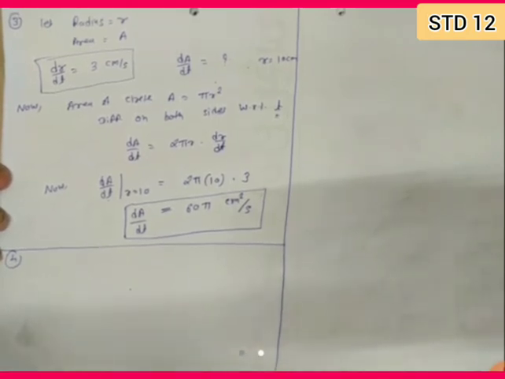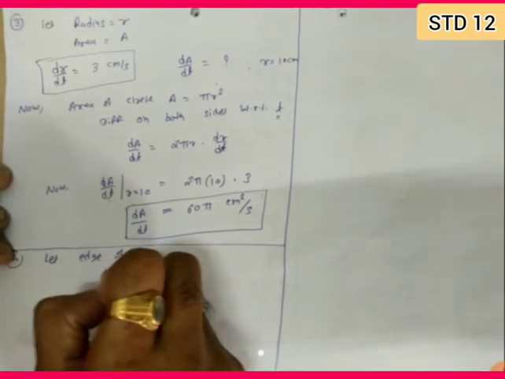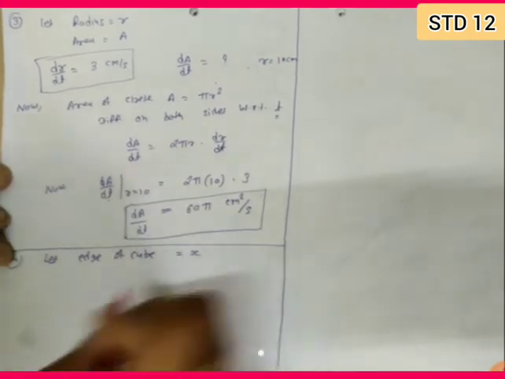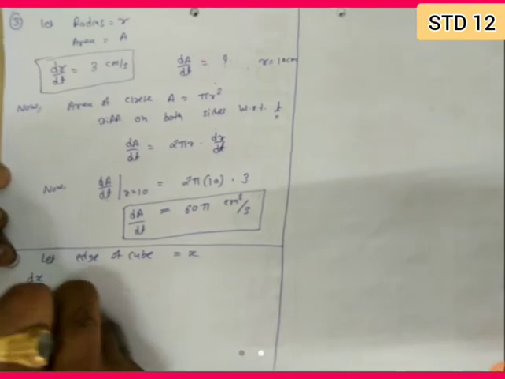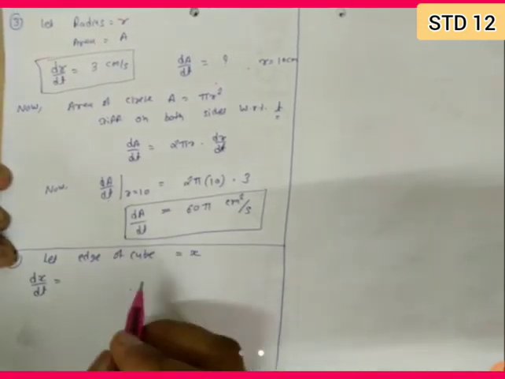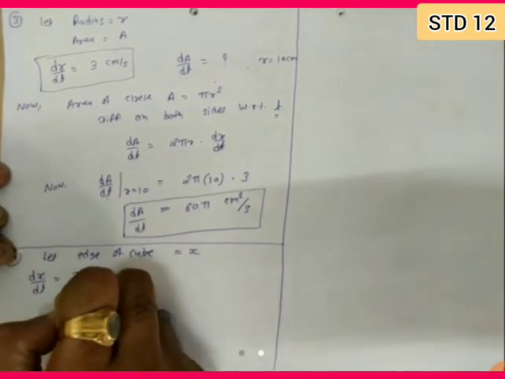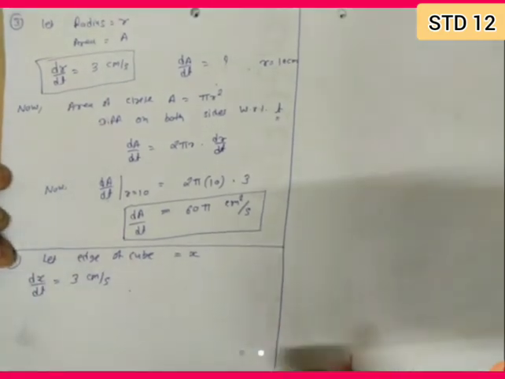So what are we given? The edge of a variable cube is increasing at the rate of 3 centimeter per second. So we are given the rate of change of length of edge with respect to time. So let the edge of the cube be x. The rate of change of length of the edge of the cube is 3 centimeter per second.